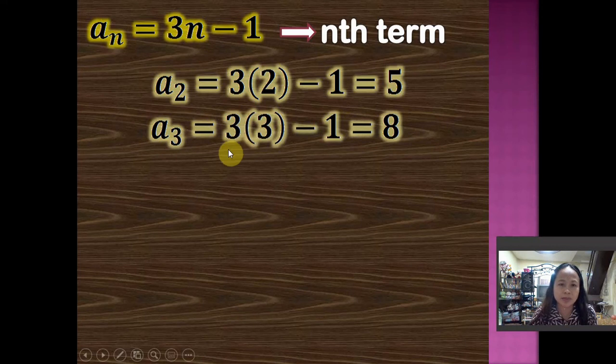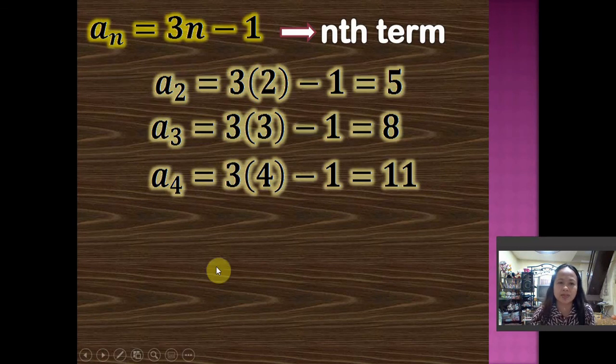How about for the third term? Again, it's the third term, so our n will become 3. This n here will be replaced with 3. So multiply first before subtracting. So we have 3 times 3, that is 9. Minus 1, and that is 8. So this is our third term.